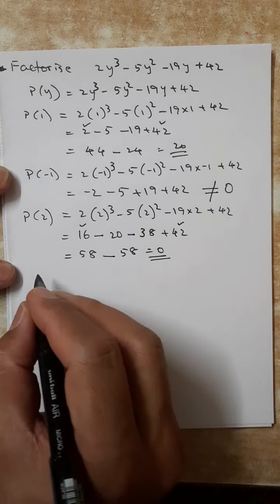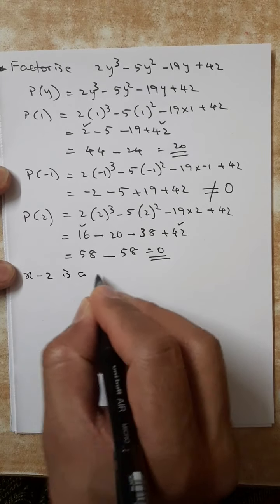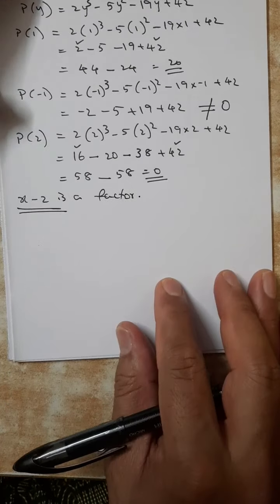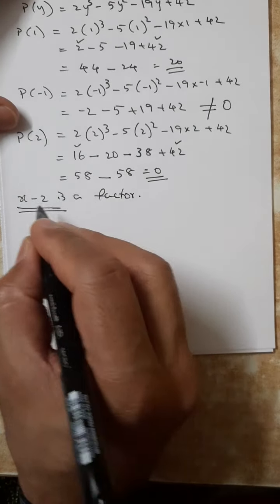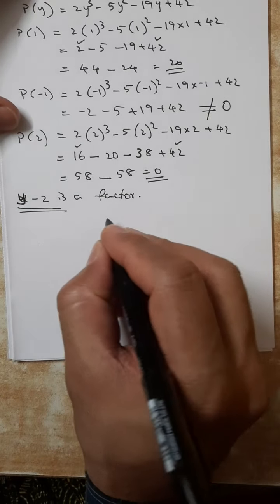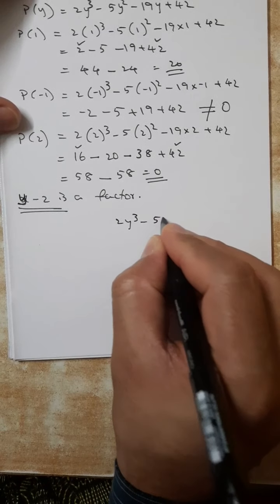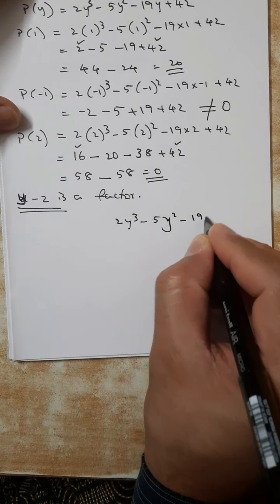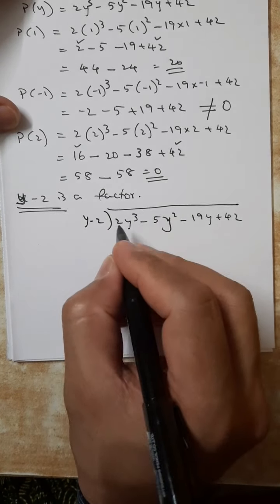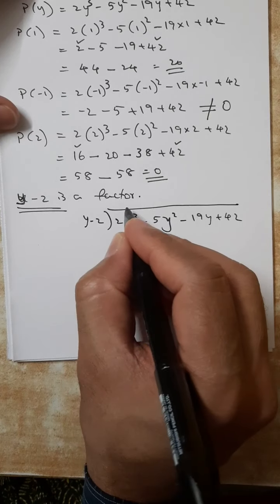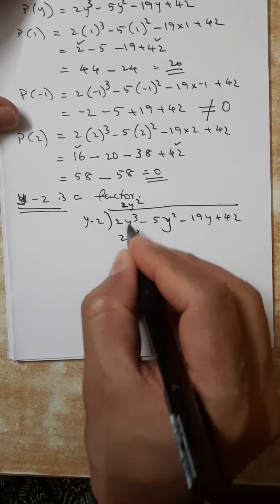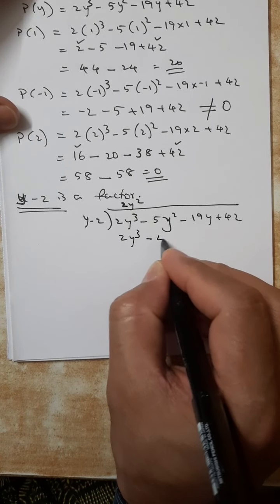If p of 2 is 0, we can say y minus 2 is a factor. So we got one factor. Now we will do the division. Not x minus 2, our variable is y, so y minus 2. We divide 2y cube minus 5y square minus 19y plus 42 by y minus 2. To get 2y cube, y into 2y square gives 2y cube. 2y square into minus 2 is minus 4y square.